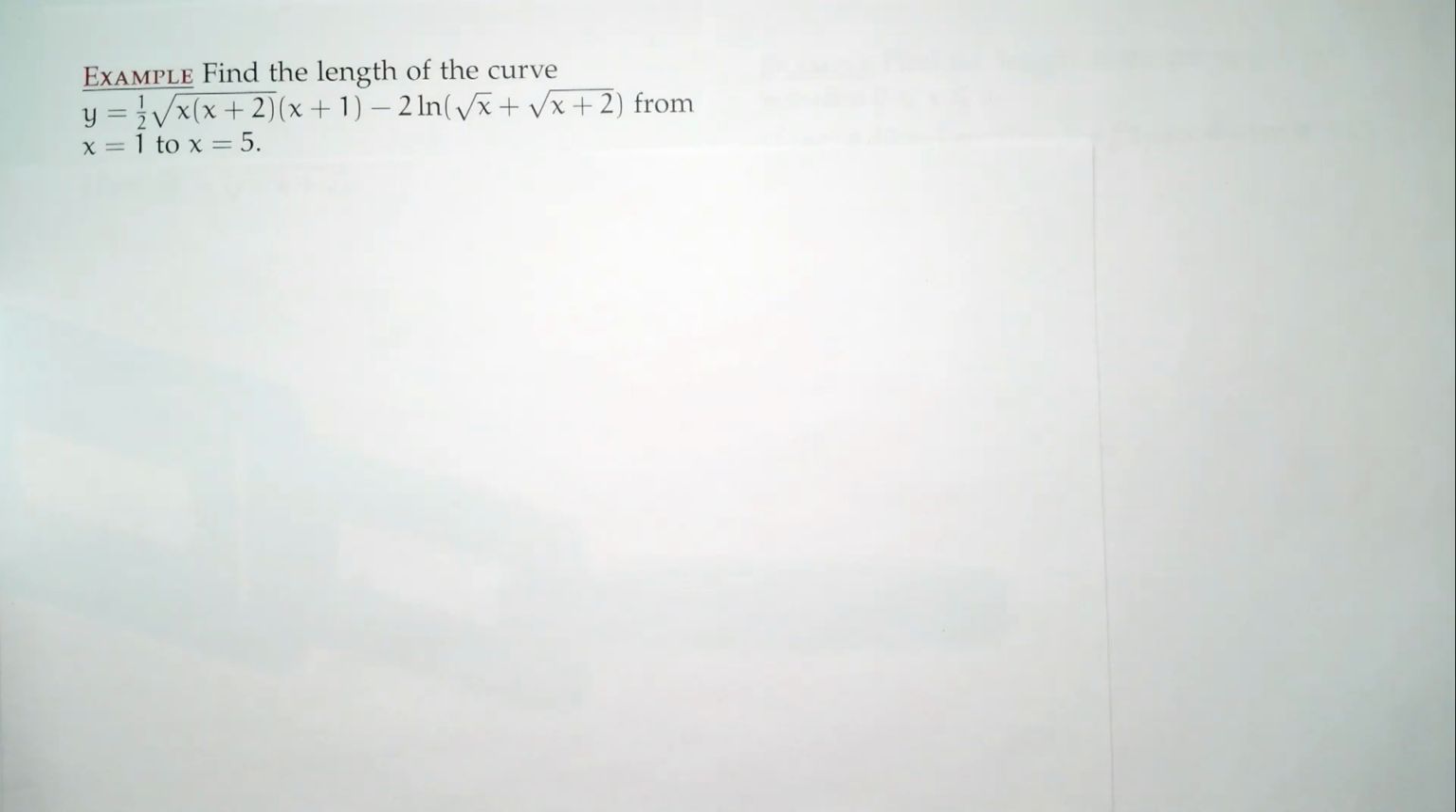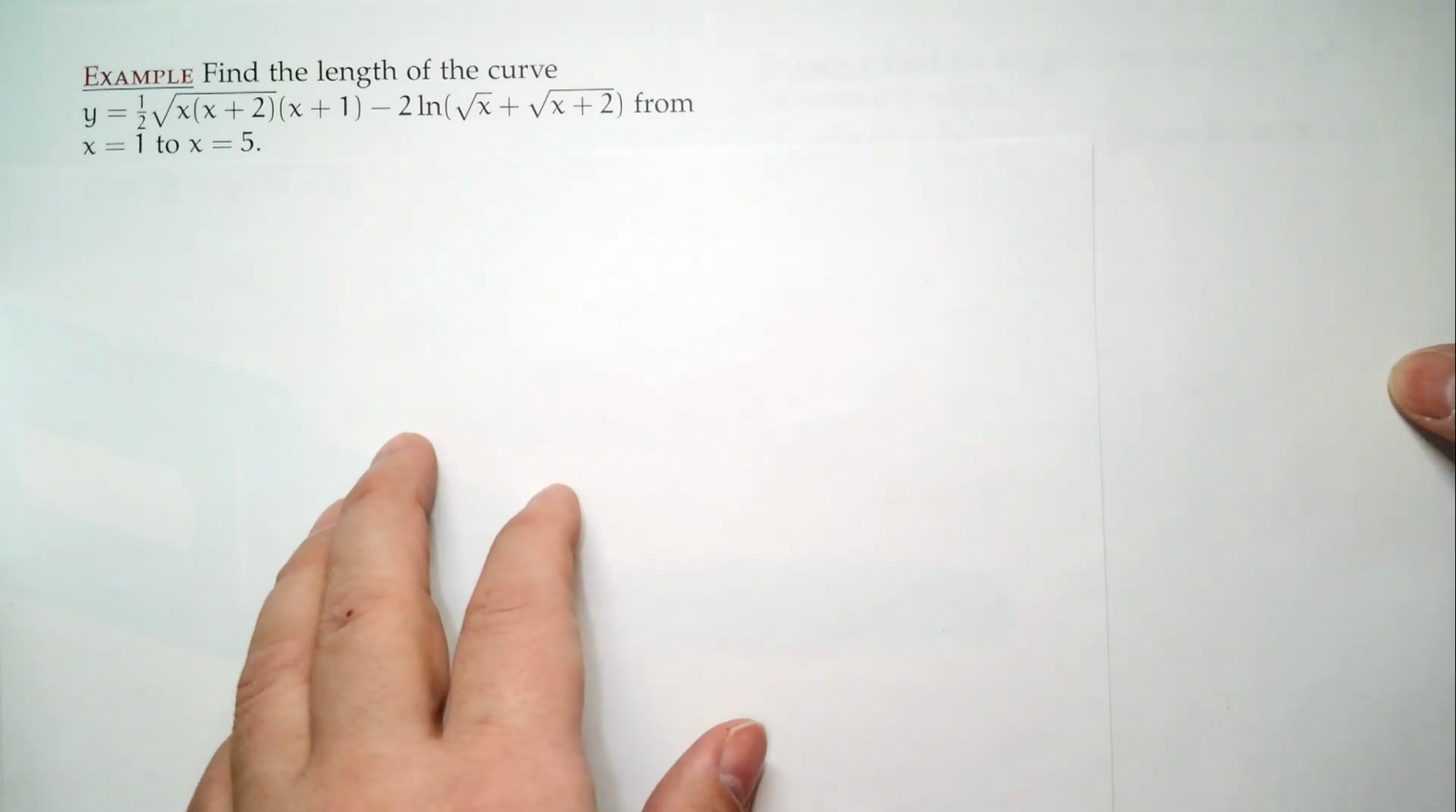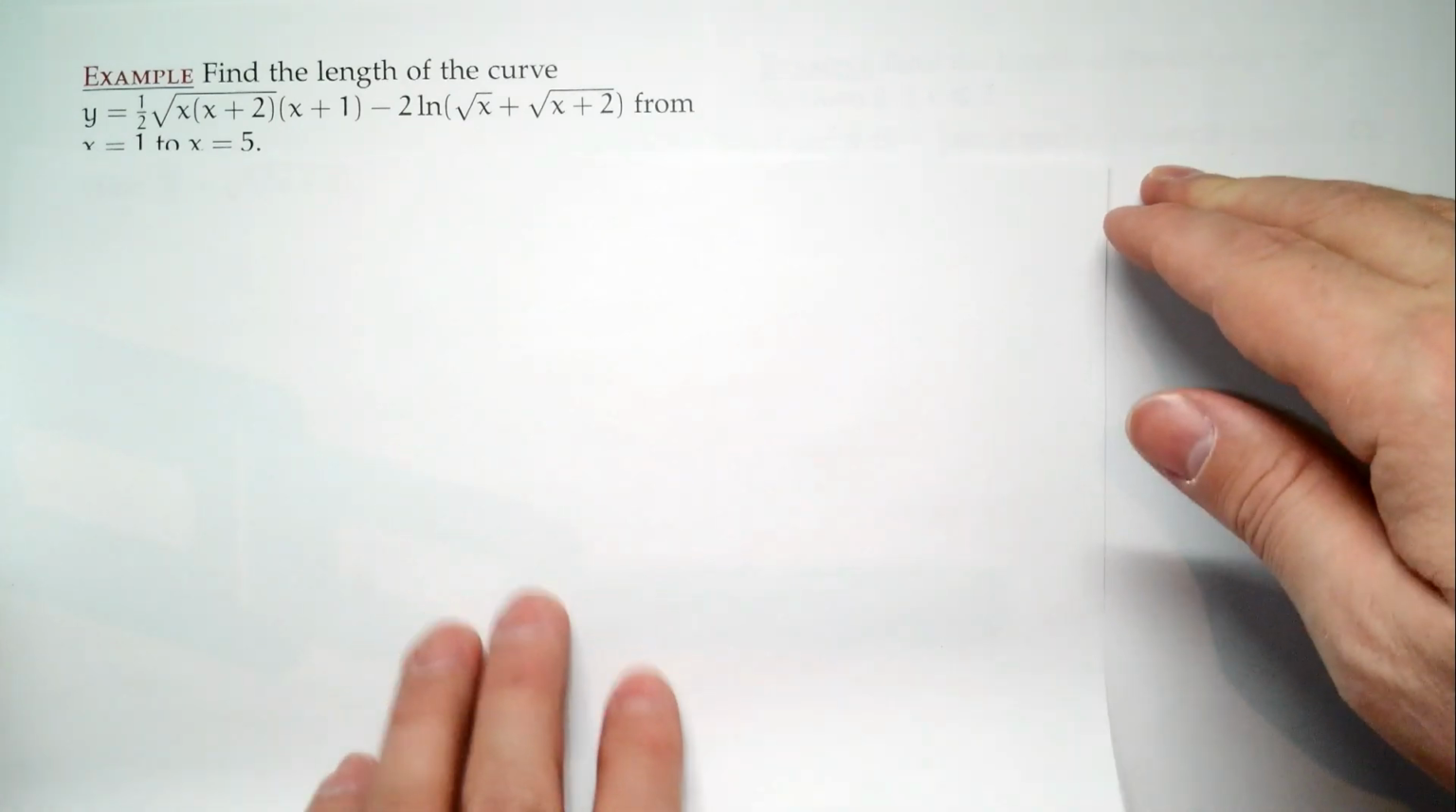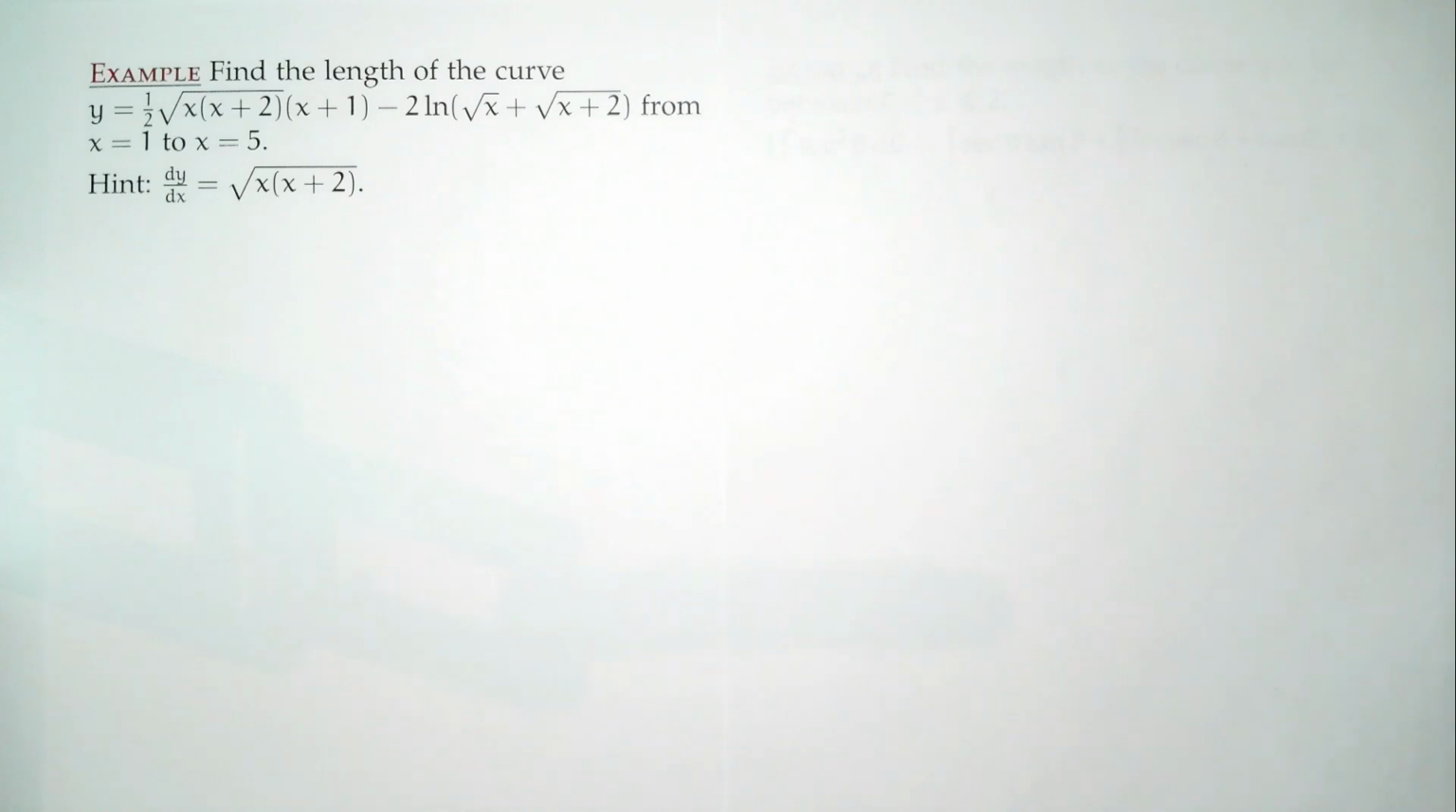Okay. Now, there's a hint on this one. Let me show you the hint. Hint: it has a nice derivative. dy dx is square root of x times x plus 2. Okay, good. All right, so that's going to save us a lot of work.